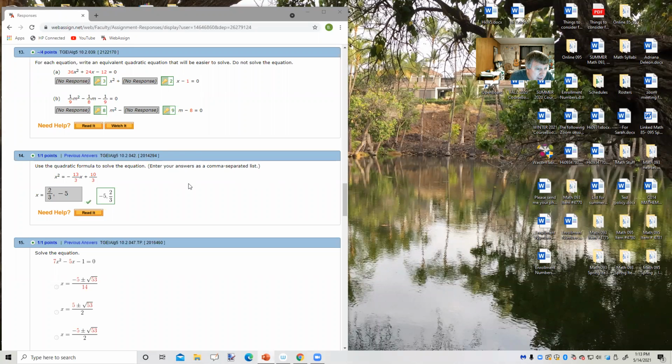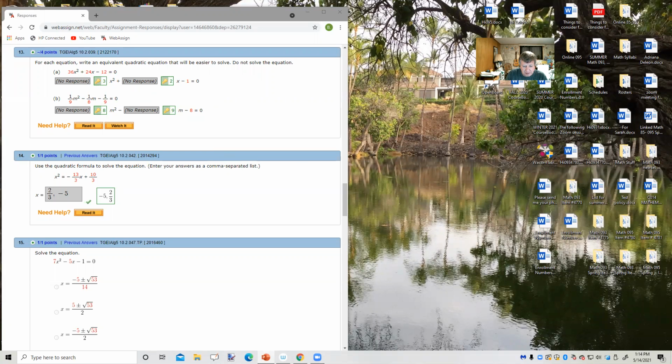Okay, so part A, we've got 36x squared plus 24x minus 12 equals 0. Looking at it, we're supposed to fill in the coefficient of x squared and then the coefficient of x. The key to this is, if you look at the very end, it says minus 12. So we have to make that 12 into a 1. How can we do that? We could divide each one of those terms by 12.